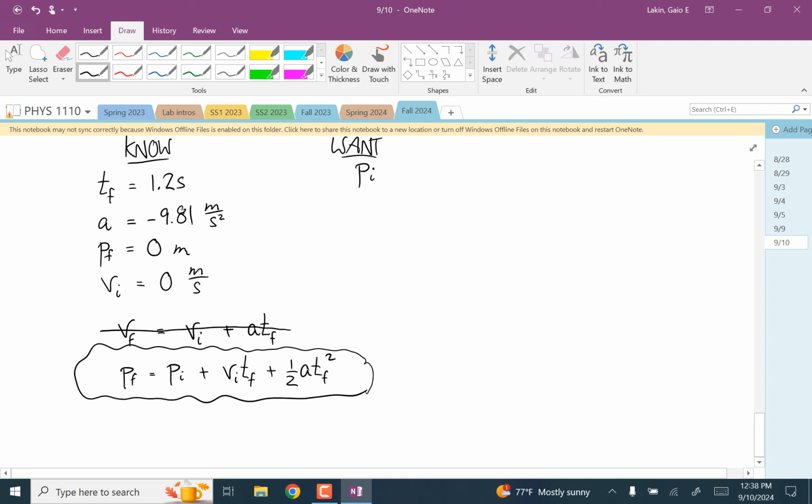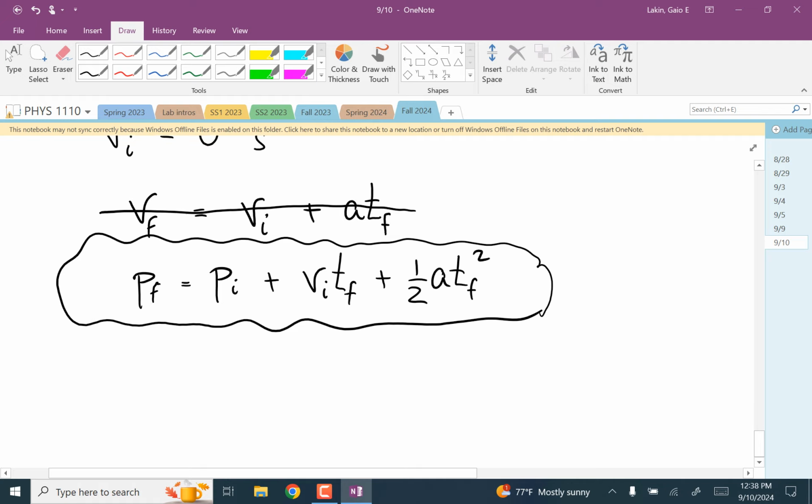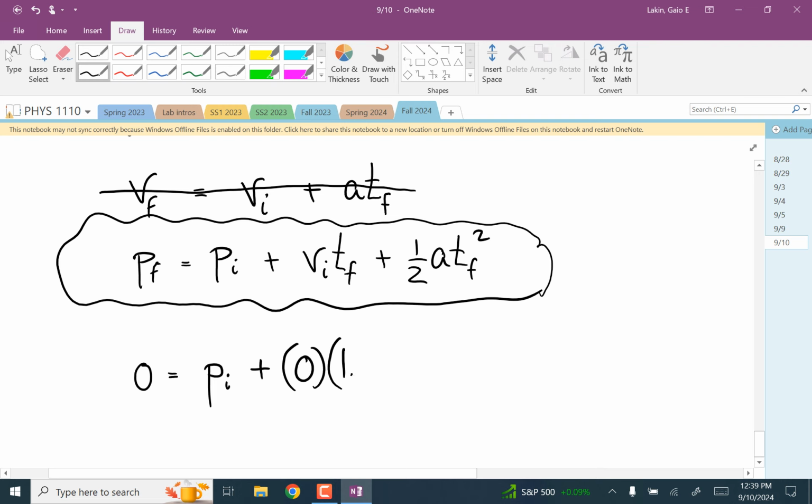Can you zoom in a little bit? Yeah, sure. So let's just start plugging this stuff in. PF was equal to 0. We're trying to find PI. It doesn't help if I just write smaller after I zoom in. VI is 0. TF is 1.2 seconds.